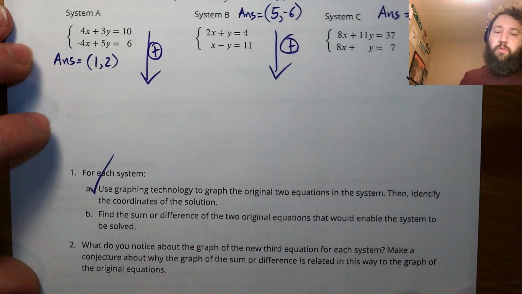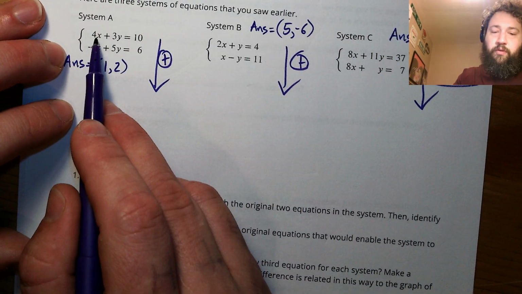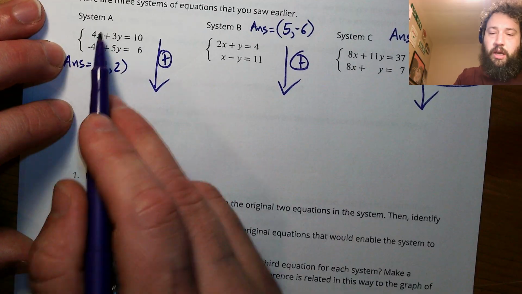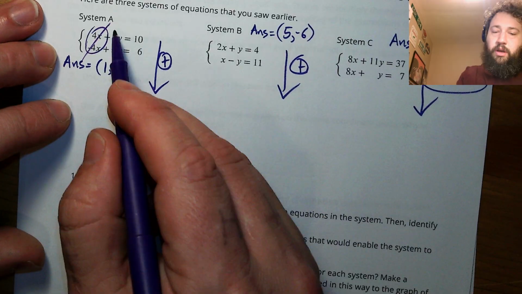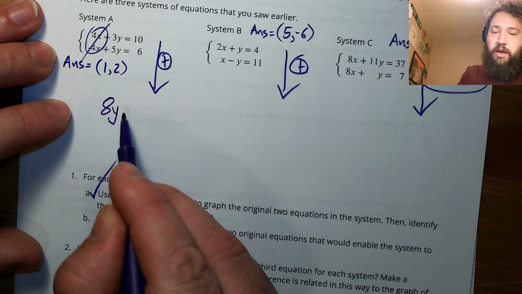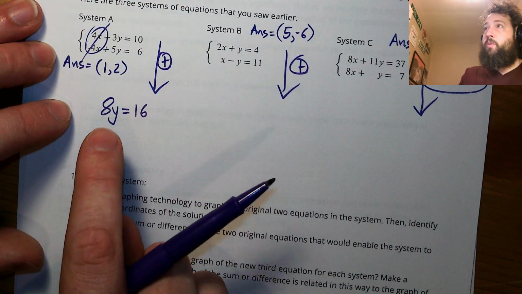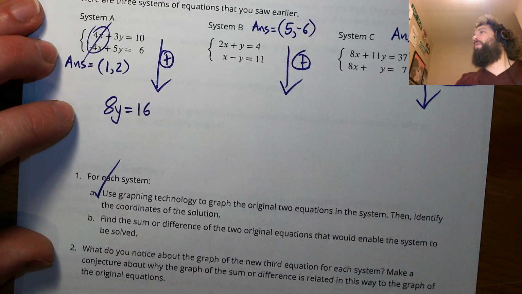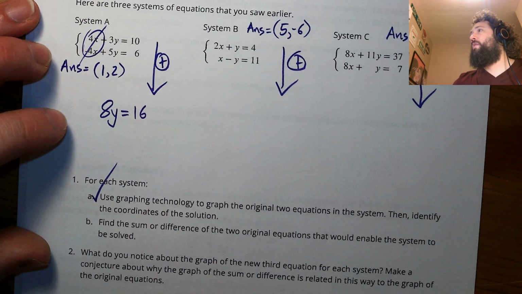So I'll do the first one for you. Here I have 4x plus 3y, and I'm going to add it down. So these terms are going to cross out, and I'm going to get 8y equals 16. And we're going to go ahead and graph that on that same system. Actually, I haven't done this. Let's see if this works.